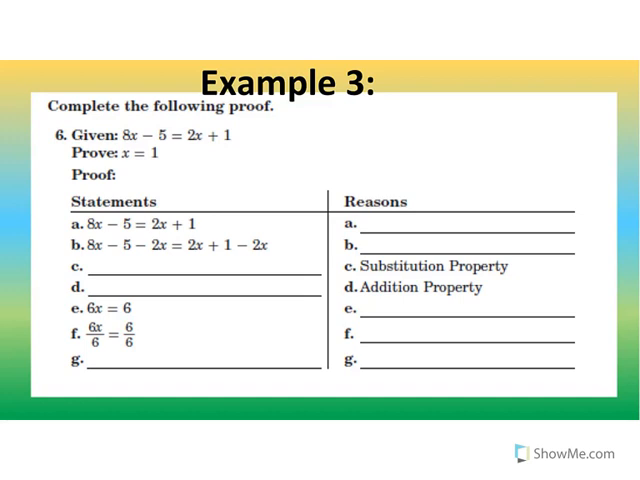Right. Example 3. So we want you guys to fill in the blank. Complete the following proof. So we're given that 6x minus 5 is equal to 2x plus 1. We want to prove that x is 1. So our first step is the given. Right, so here we want to move the 2x from the right over to the left. So then we're subtracting 2x from both sides. So then the reason for B is subtraction.